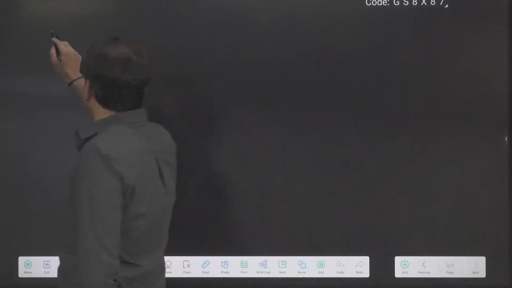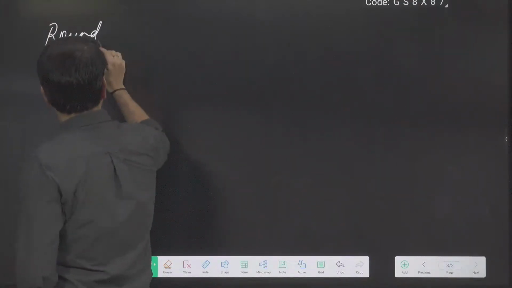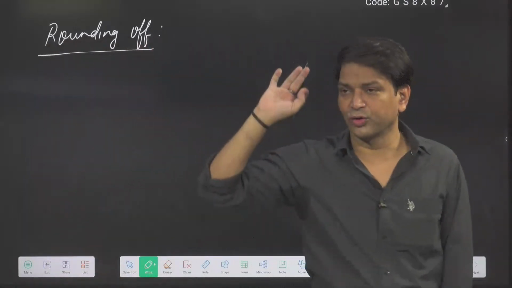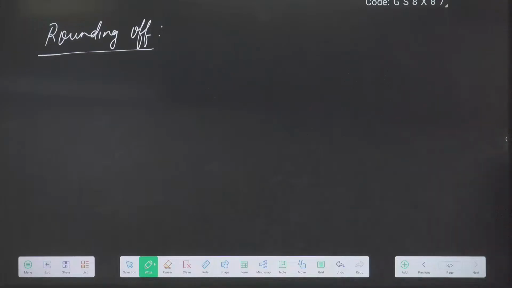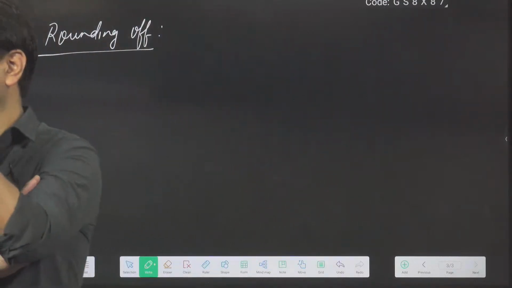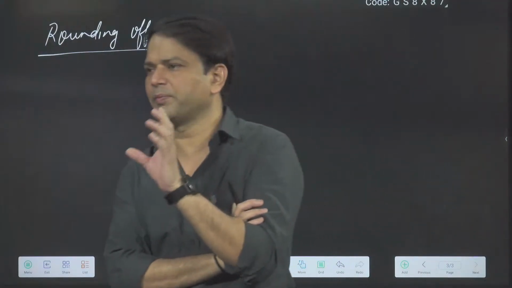Okay, now the next very small concept: rounding off. All this you have learned. In which class did you learn rounding off? So in class 4th, I think 4th and 5th, we have learned rounding off. Okay, so most of you know the concept of what we are doing in rounding off.